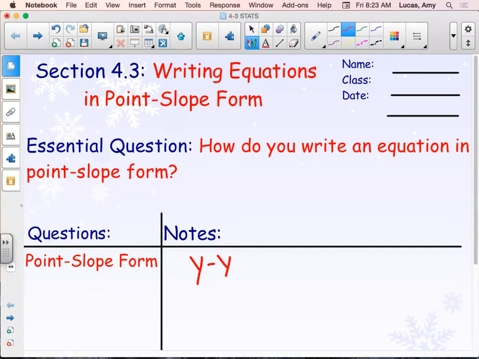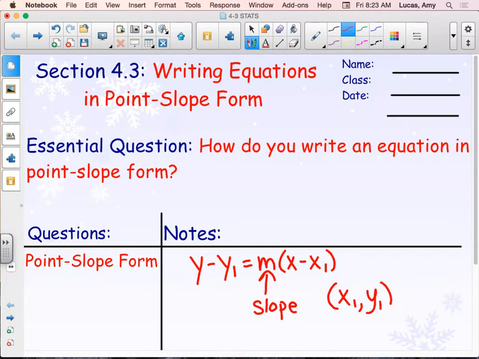Y minus y1 equals m times x minus x1. With point-slope form, the m is the slope of the line, like usual, and then x1 and y1 represent a point on the line.